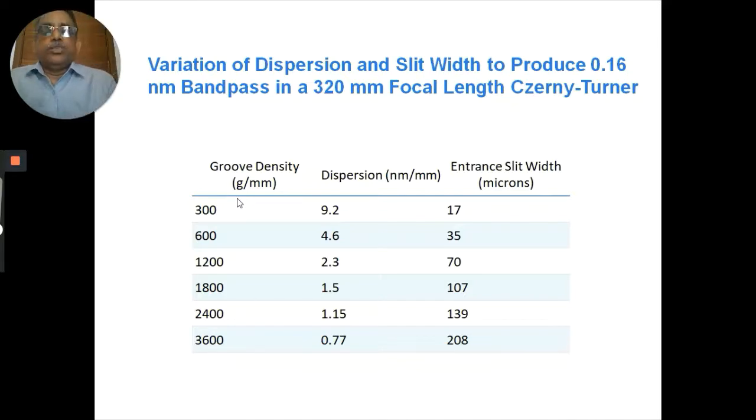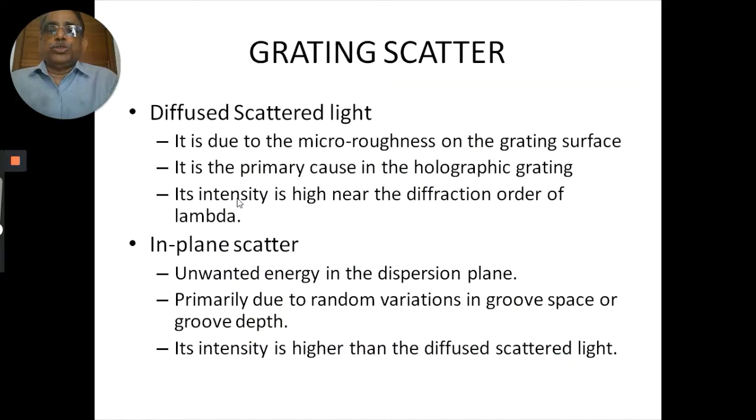From this, if you have a fixed focal length in a Czerny-Turner, you can improve the resolution by changing the grating with a different groove density. You can also change the resolution by combining a different slit width. I told you not only the grating is deciding the resolution, but also the slit width. So you can have the combination of both to have better resolution. So this is very important.